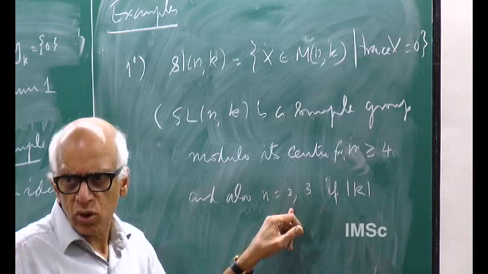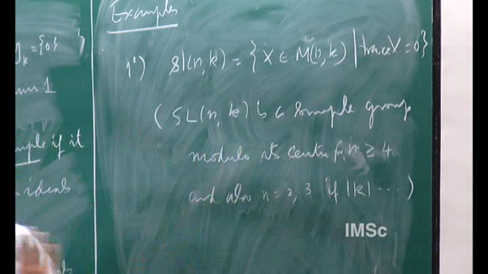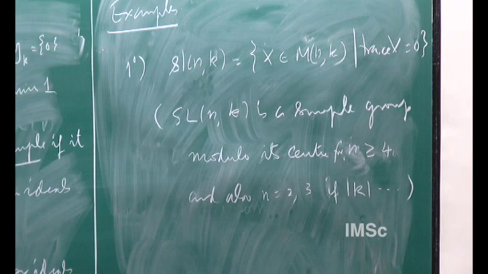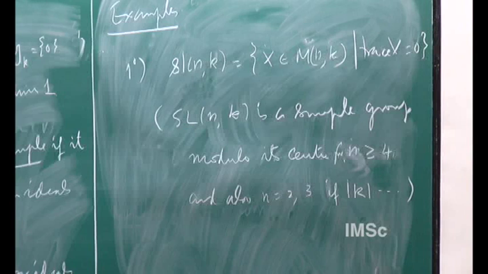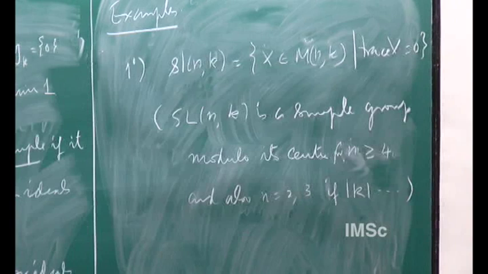But essentially, all these groups are simple groups, modulo the center. This is the first family of simple groups which people discovered after the A_n, n greater than or equal to 5. That was discovered at an earlier stage. They discovered that SL_n(K) is simple modulo its center. And when K is a finite field, you get a finite simple group.